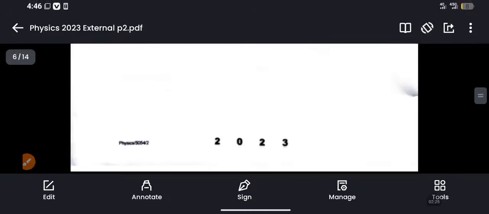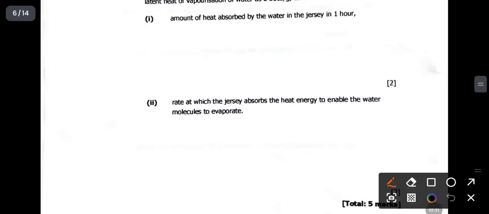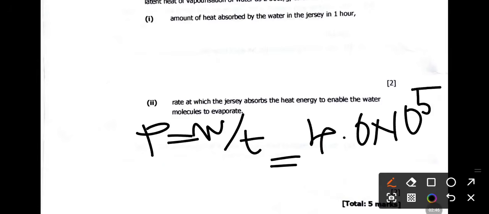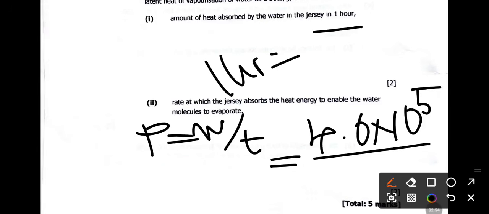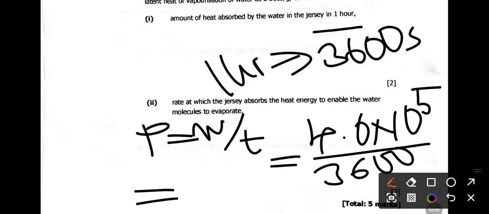Let me put it like this. So we have P is equal to W over T, and my work, which is same as energy, is equal to 4.6 times 10 to the power 5, the one that I earlier calculated. And my time, since I'm told 1 hour, I know that 1 hour, if I convert it to the SI units, which are seconds, will give me 3,600 seconds. So I'll substitute 3,600 seconds there.